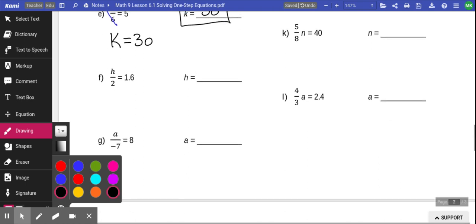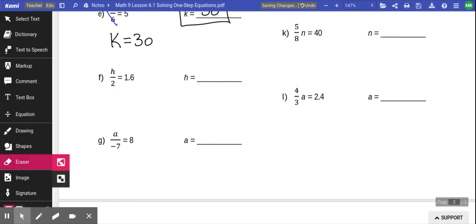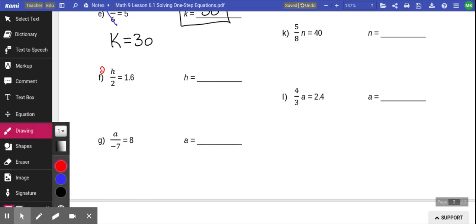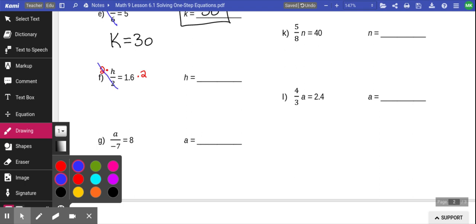If I look at F, that's the same situation. So I have H divided by 2. That's a divided by symbol. The opposite of division is multiplication, so I have to multiply both sides by 2. On the left, the 2's would cancel, leaving me with only H. On the right, 1.6 times 2 would be 3.2. That means H equals 3.2.